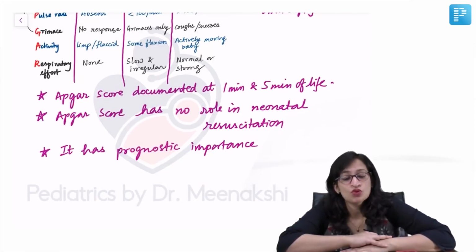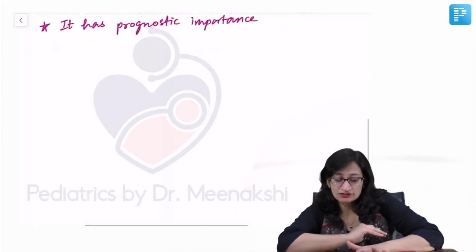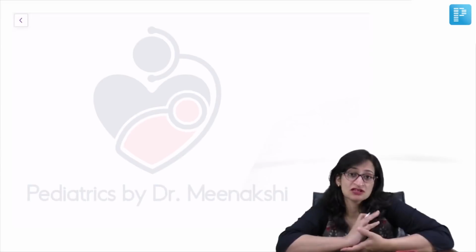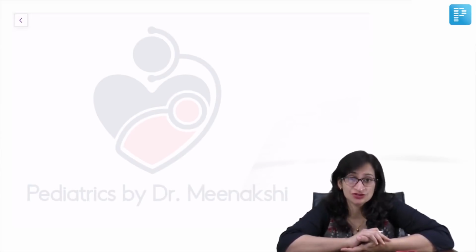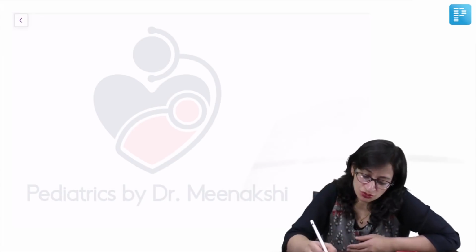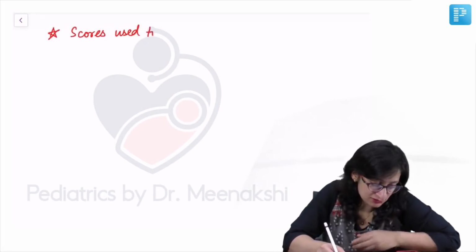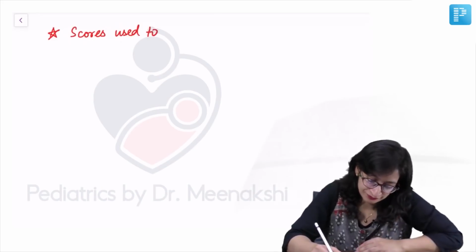Now there are some more scores which are important from the neonatology point of view. One score which has been asked in the AIIMS November 2018 exam was the Silverman score. You were given a scenario where a neonate had severe respiratory distress and you were asked to do the Silverman scoring for that neonate. So let us see what the components of the Silverman score are. Okay, so what are the scores used to assess respiratory distress?